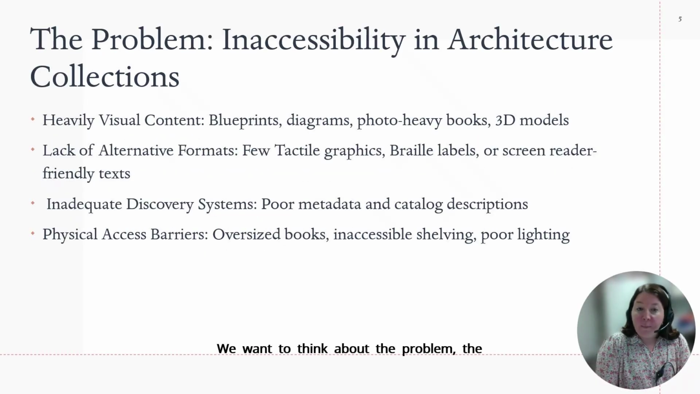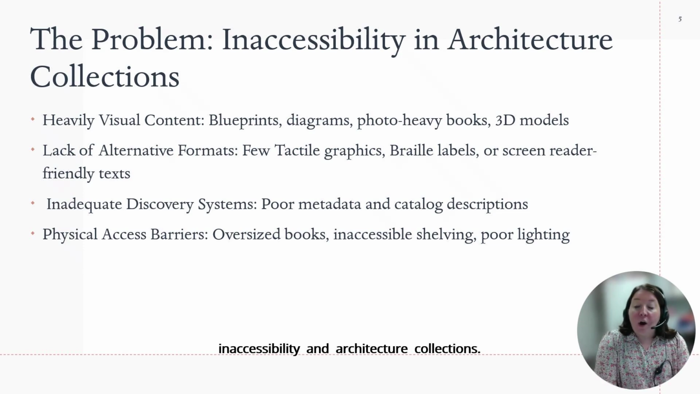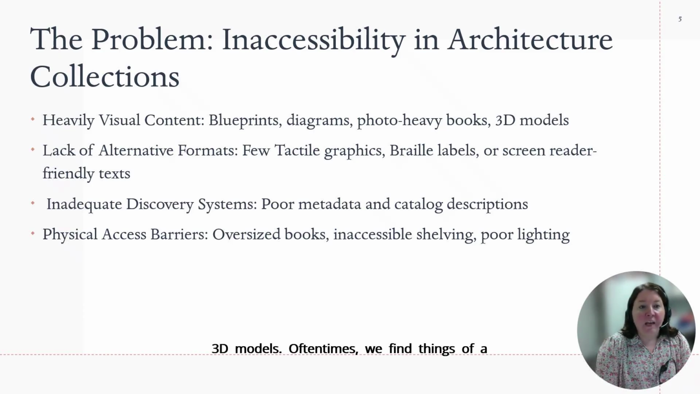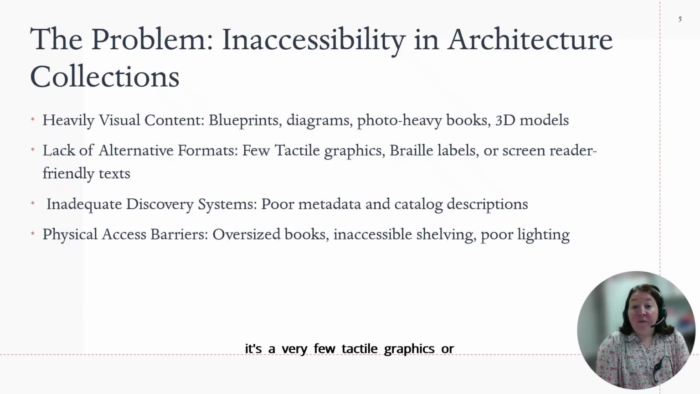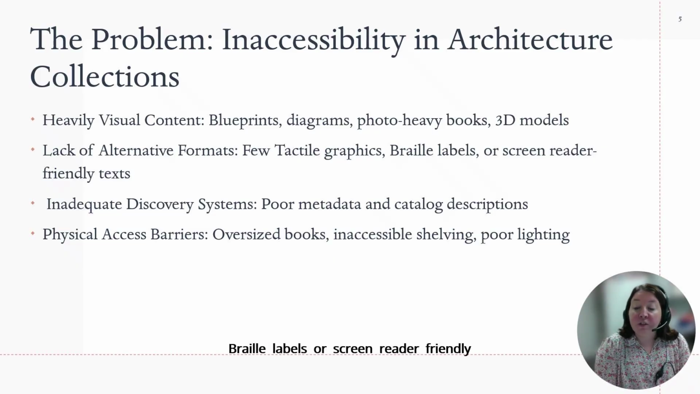So we want to think about the problem, the inaccessibility in architecture collections. Oftentimes we think about the heavy visual content. So we think about the blueprints, the diagrams, the photo-heavy books, and the 3D models. Oftentimes, we find a lack of alternative formats. For example, there are very few tactile graphics or braille labels or screen reader friendly text.